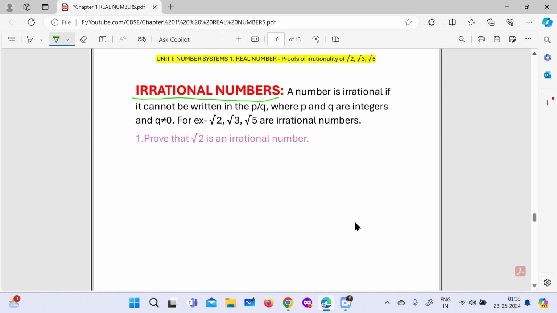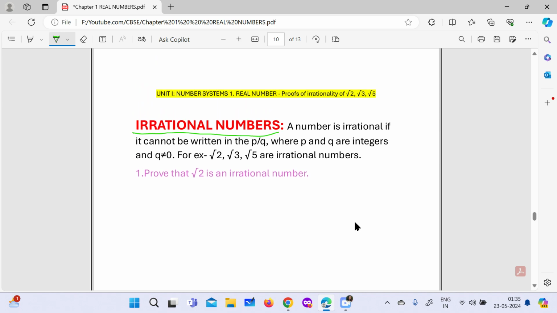So simple. What are irrational numbers? The numbers which cannot be written in the form of p over q, where p and q are integers and q is not equal to 0. So, examples of irrational numbers are root 2, root 3, root 5. They are all irrational numbers.